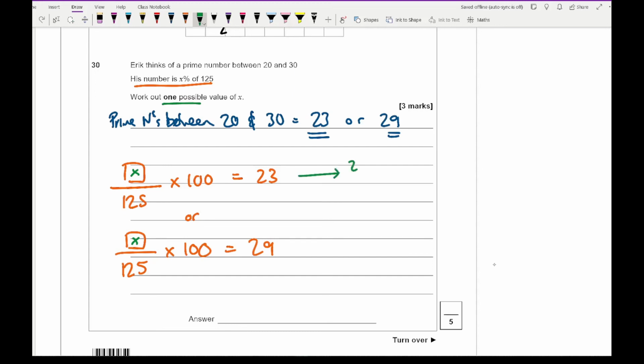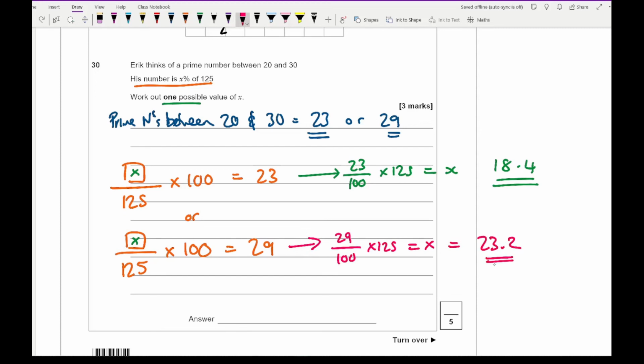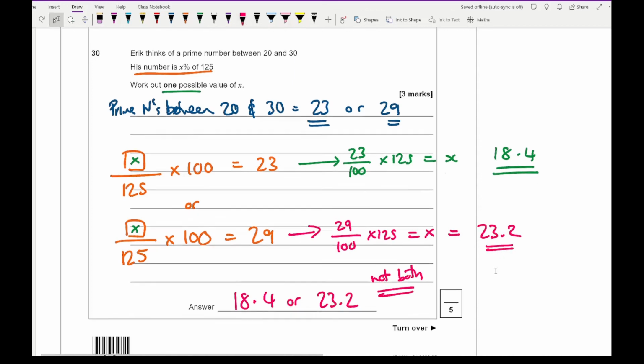So for this, it's going to be 23 divided by 100 multiplied by 125 equals x, and that's going to give you an answer of 18.4. Or if you did the second option of using 29, that's going to be 29 divided by 100 multiplied by 125 equals x, and that gives me a value of 23.2. So again, you either want to write 18.4 or 23.2, but not both. Make sure that you're only writing one possible answer.